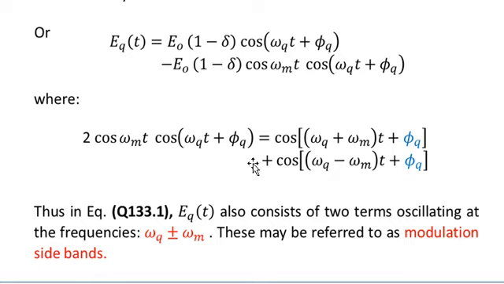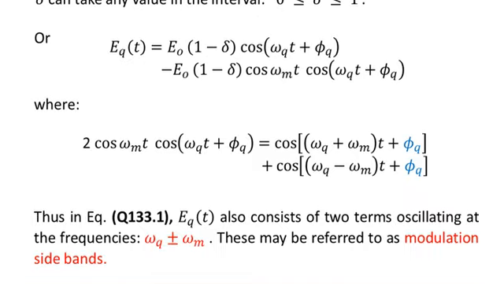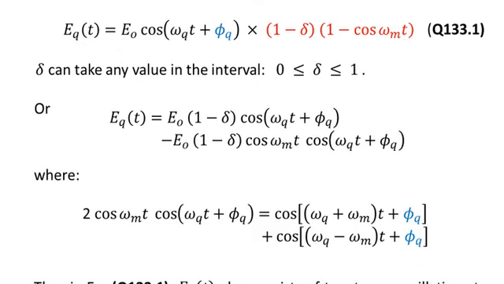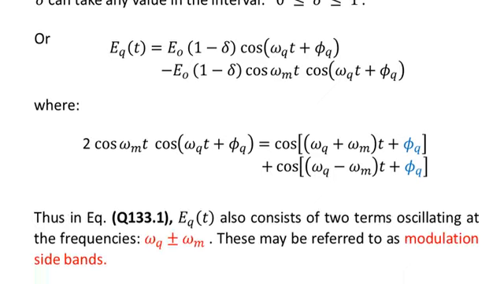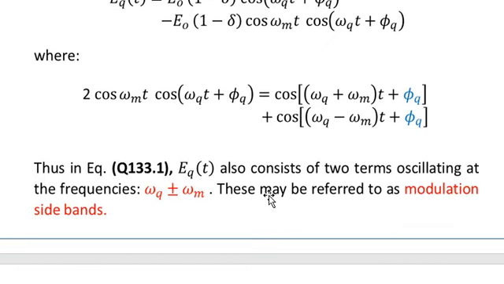Thus, equation number 1, that is this equation. So this is equation number 1. Thus, in equation number 1, EQ as a function of time also consists of two terms oscillating at frequencies omega q plus minus omega m. These are referred to as the modulation sidebands. So these are actually the sidebands.